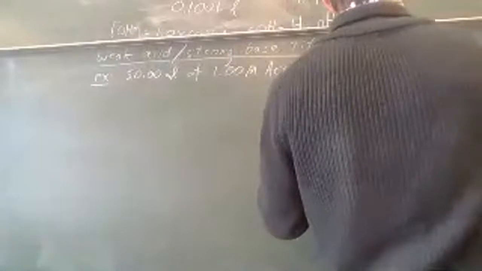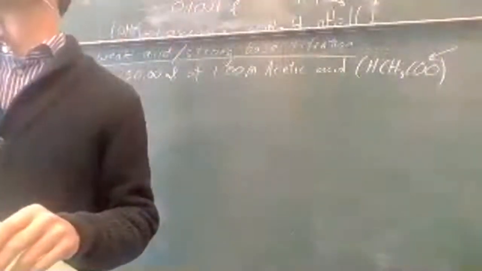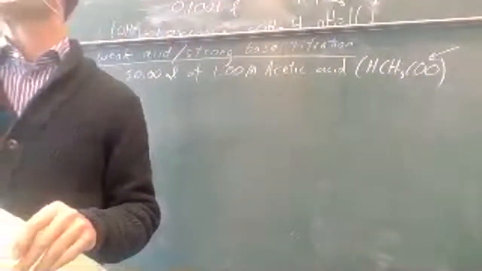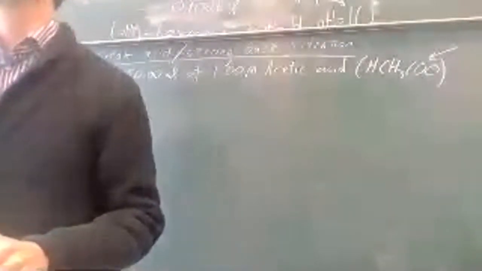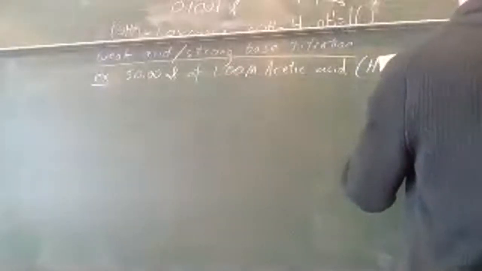And for this one, you get something you didn't get last time. Last time, I think Aiden said the word Ka. The Ka for HCl is infinitely large, so there's no number for it. This one's a weak acid, so you get the Ka. We'll need it. It's 1.8 times 10 to the negative 5.